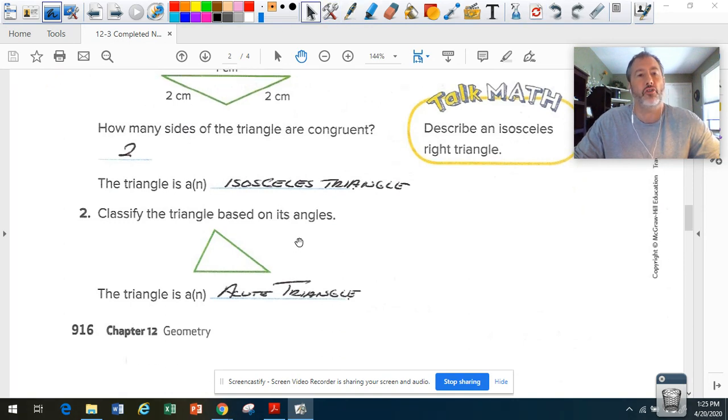It says classify the triangle based on the angle. So if we take a look here at these angles, well, that looks to be acute. That looks to be acute, and that looks to be acute. Now, they are not all the same size. That's okay because we're classifying it according to the angles. So this triangle is an acute triangle.